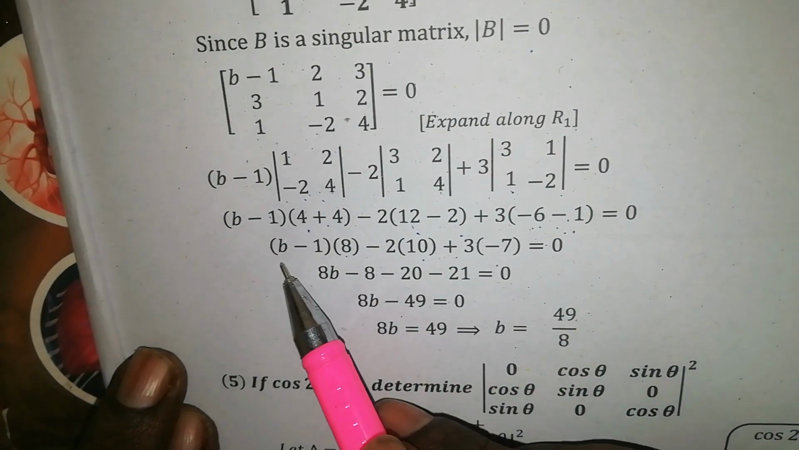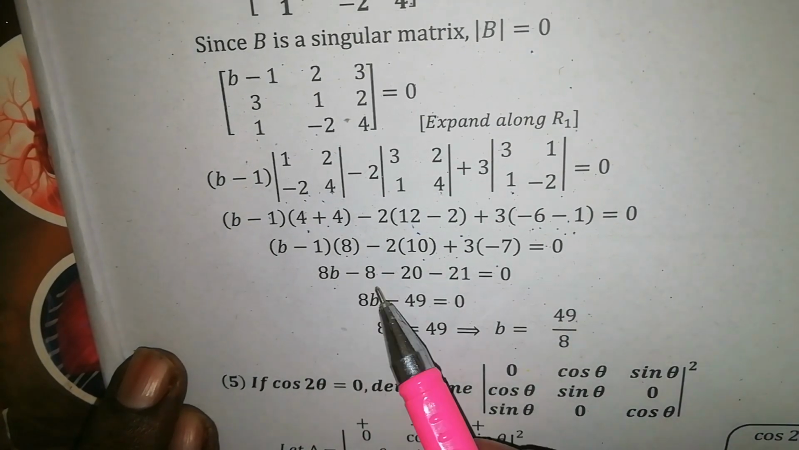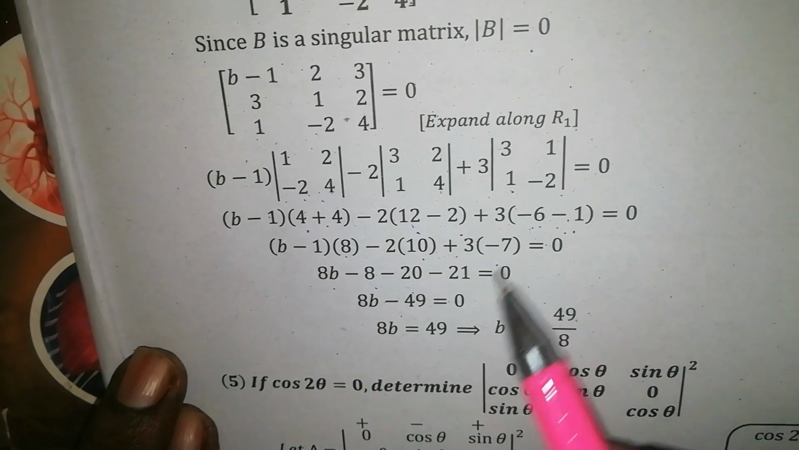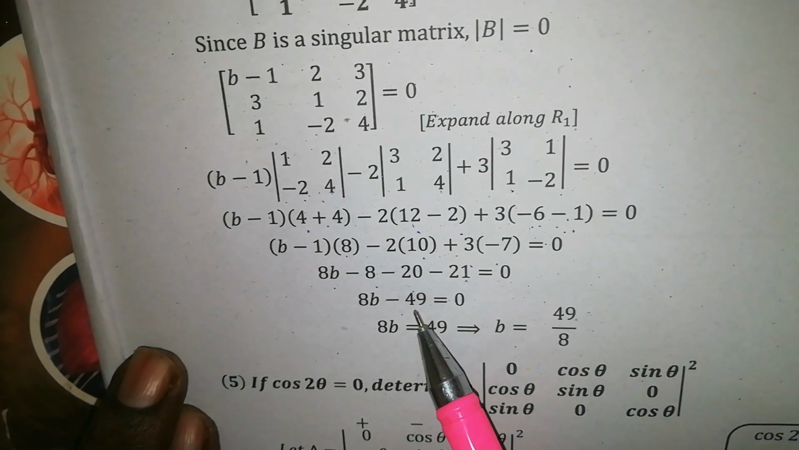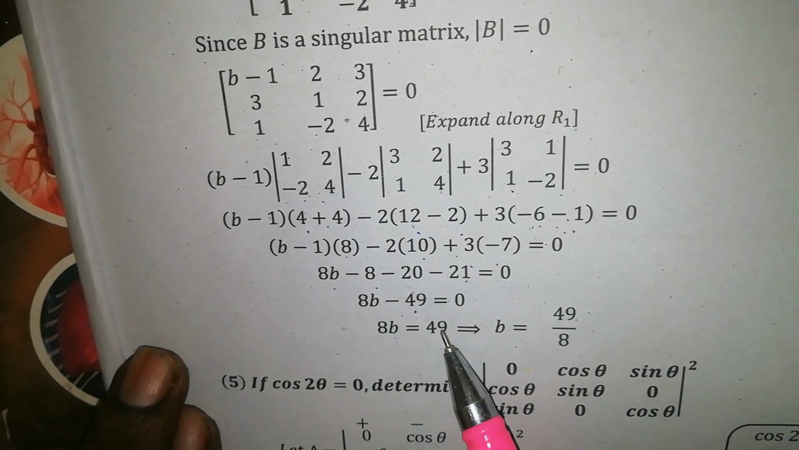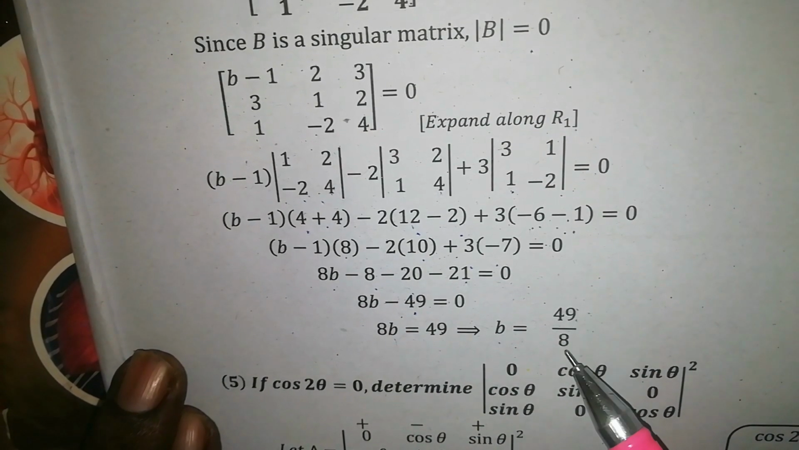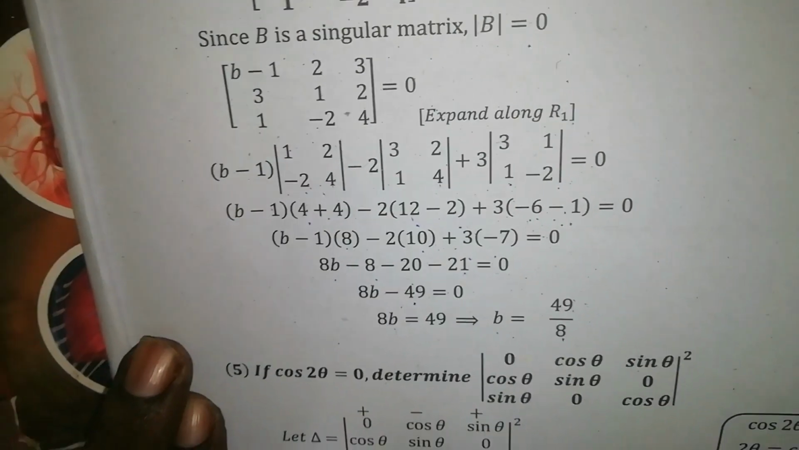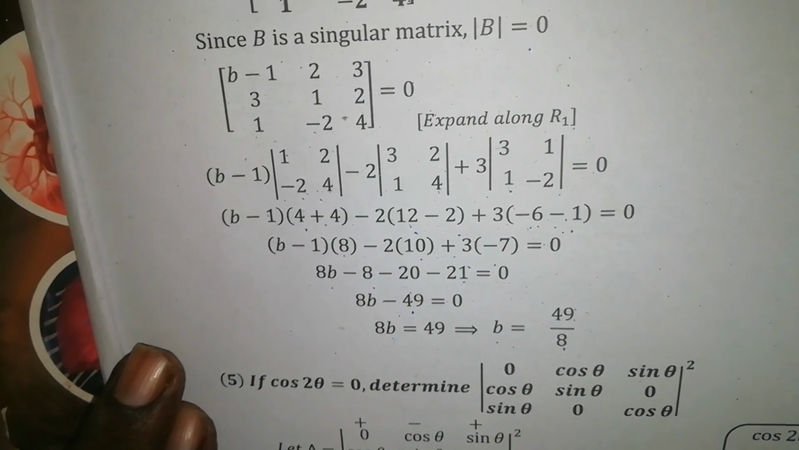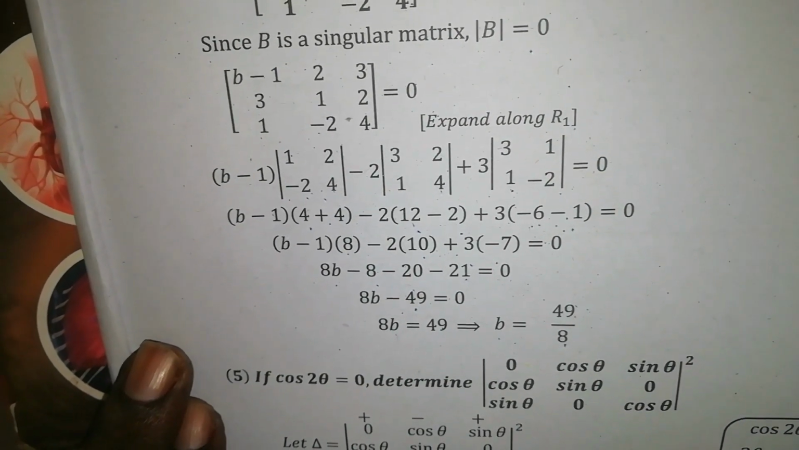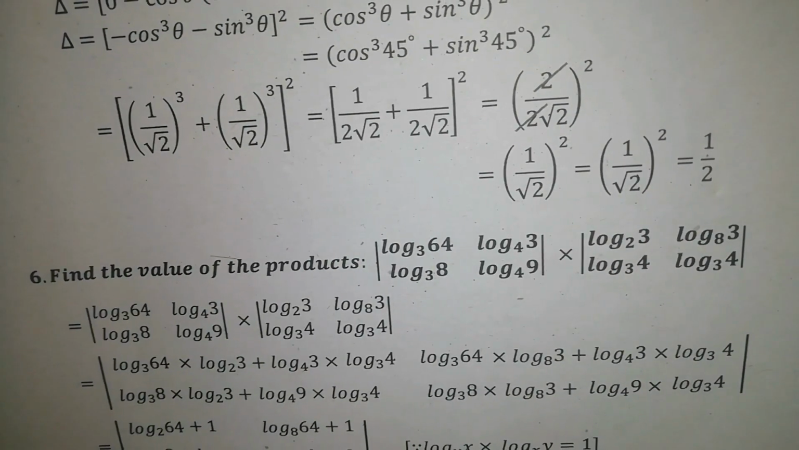If you multiply, 8 into b, 8b, minus 8, so minus 20 is minus 21. Add all these numbers, we get minus 49. So 8b is equal to 49, so b is equal to 49 by 8. That is the given condition for singular, and we find the values of a and b. And next problem.